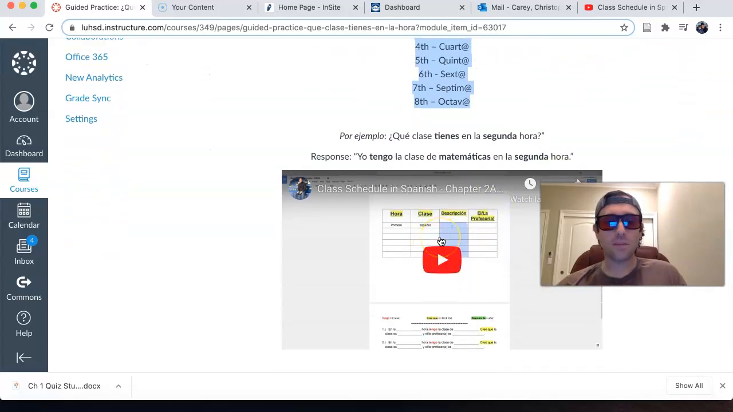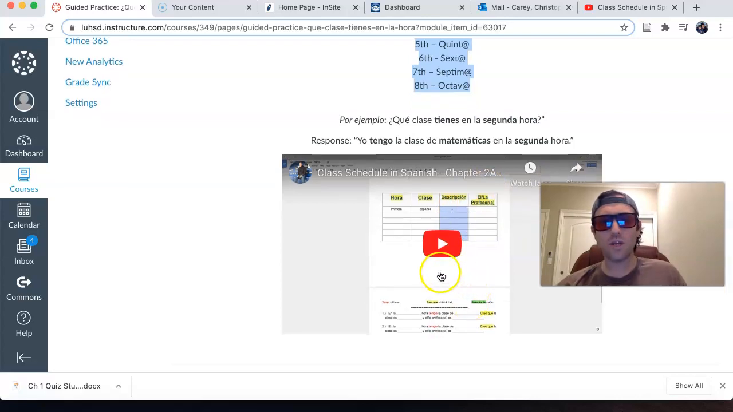Walks you through step by step how to lay out your schedule, although you don't need to include a description and a professor. Although I think that'd be great if you could, or would. All you need to do is indicate the verb tener, the class, and the hour in which you have it, or the period in which you have it.